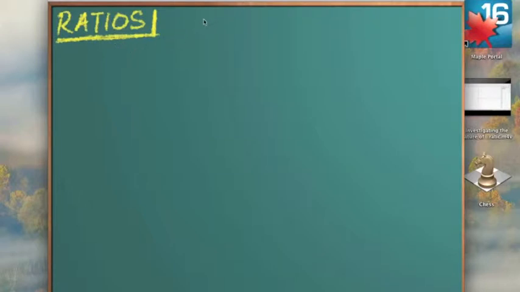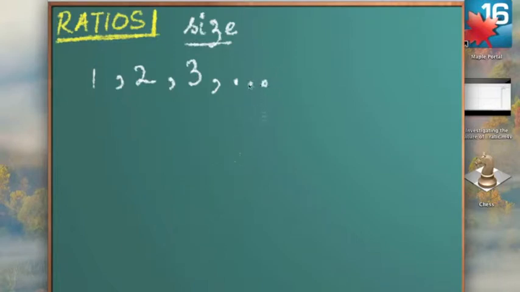We're going to start with a very basic notion. We're going to start with the idea of the size of a number. So we're going to start with size first of all. We are all familiar with the natural numbers. The natural numbers are just the numbers 1, 2, 3, and so on and on and on. They go on and on beyond our sight. These numbers have a certain size associated with them.